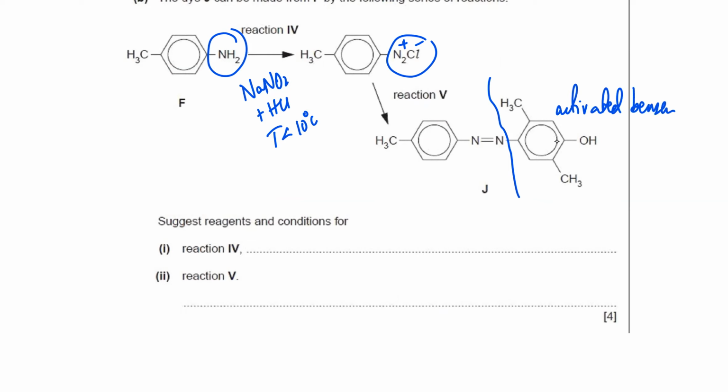Right? So the N≡N+ went up and joined with this benzene over here. That's your activated benzene. So that's your reagent, and aqueous alkaline conditions would be used. So this is the reagent that was added to this thing. Is that clear? Yes, sir. Okay, so the reagent added was this thing to this when reaction 5 happened, and the conditions were NaOH. They were basically alkaline conditions.